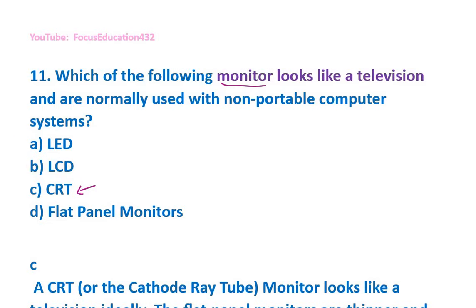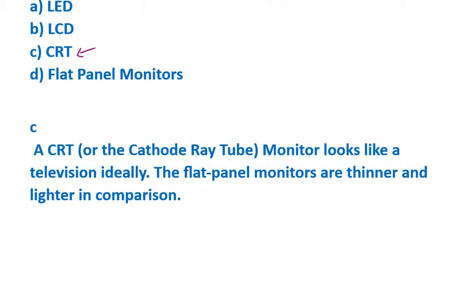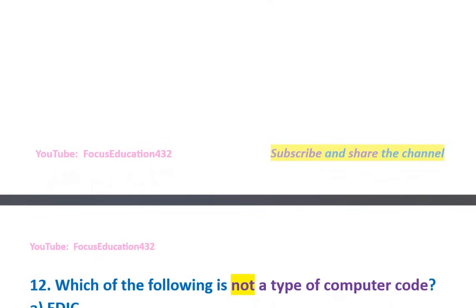Nowadays you have flat monitors, LCD, LED. These are very slim and new technology. But the cathode ray tube monitor, the old one, is bigger in size. So you have to understand this. What does CRT mean?